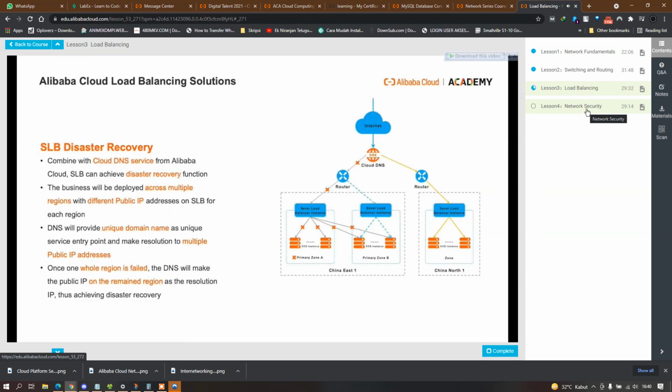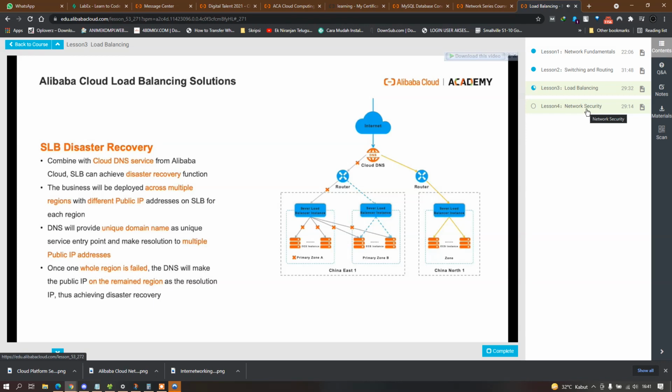Okay. After we have learned that the SLB can achieve high availability for services and for itself, in this picture we will learn that SLB can also achieve the disaster recovery function. From this page we will know that, combined with the Cloud DNS service from Alibaba Cloud, SLB can achieve disaster recovery, and the business will be deployed across multiple regions with a different public IP address on SLB for each region in this scenario.